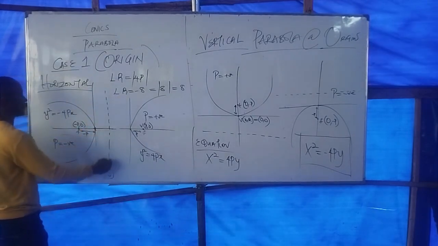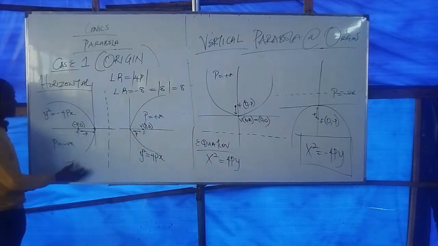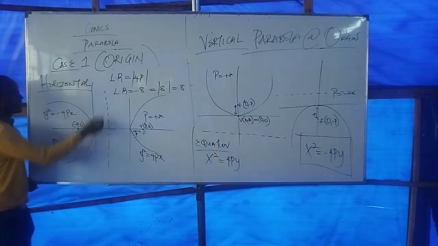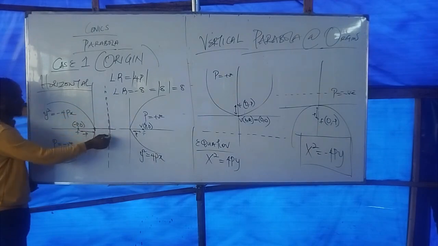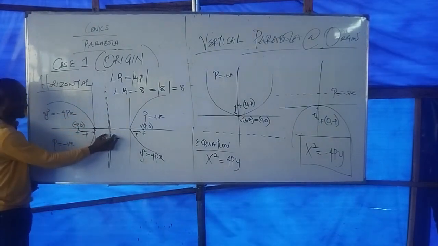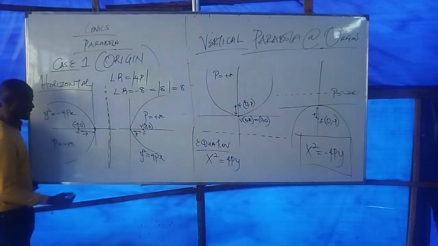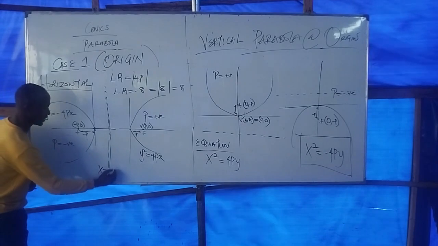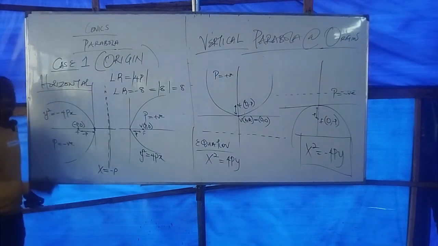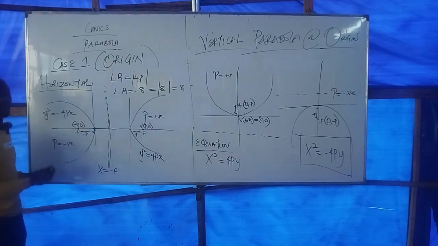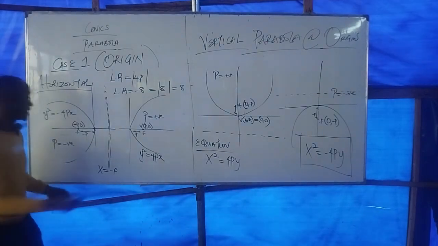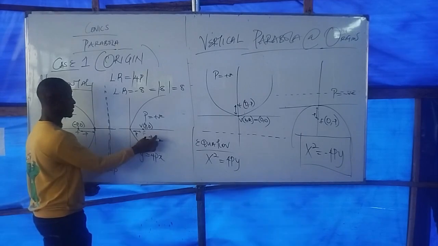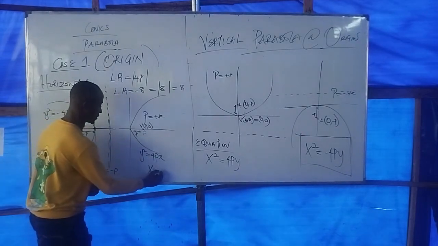outside the curve. For a horizontal parabola, you notice that the directrix actually cuts the x-axis at a certain point. So the equation of the directrix, for horizontal, is x equals minus p, whether the parabola is enclosing the negative x-axis or the positive x-axis. So that means the directrix for this other graph is still x equals what?